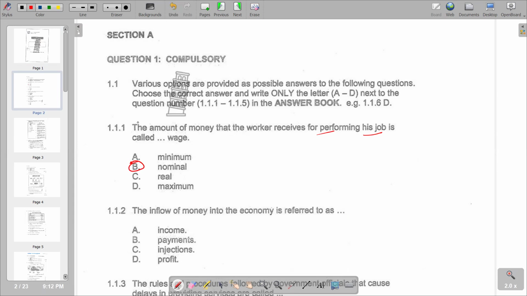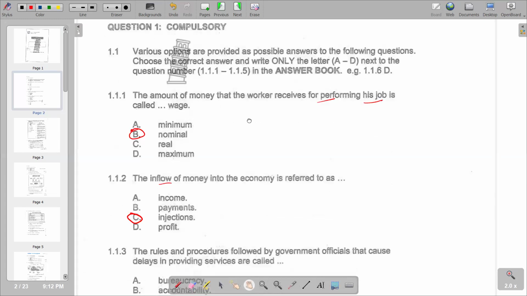So we go to the second part of the question, which is: the inflow of money into the economy is referred to as, we have got income, payments, injections, and profit. Obviously, when you're having inflow, it means we've got an addition into the economy. So basically, that is explained by injections. So we have injections C, so that becomes our correct response.